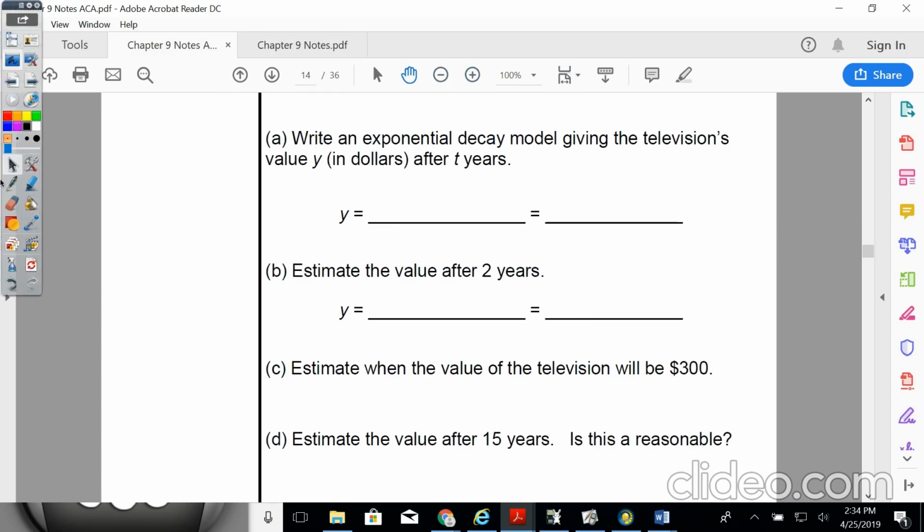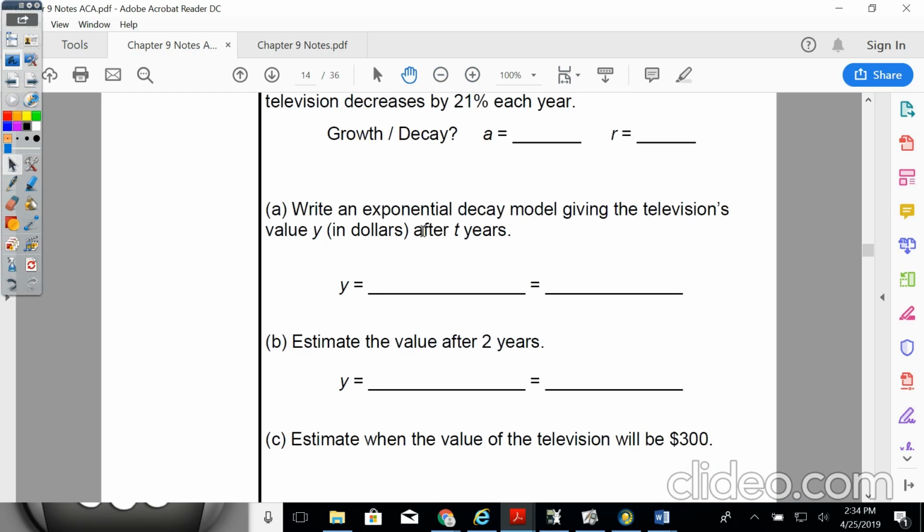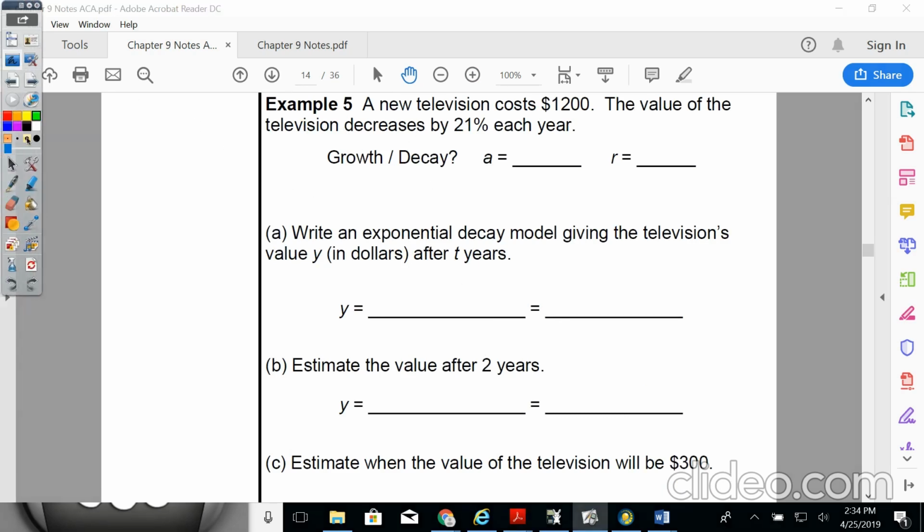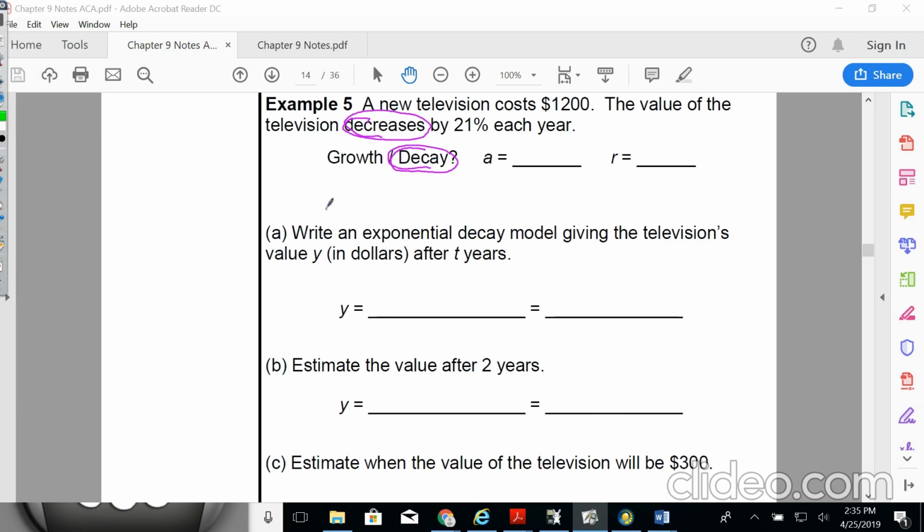So we need to first write out our formula. Okay, I'm not going to be able to see that bottom part, but we can move it. So we got to decide, is it growth or decay? So since it says that it decreases, then I know it's going to be a decay model. And I want the one above, 1 minus R to the T.